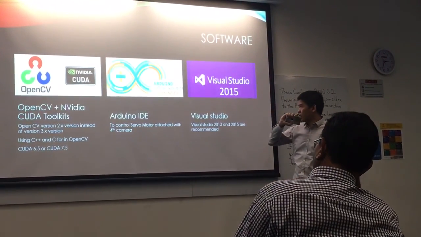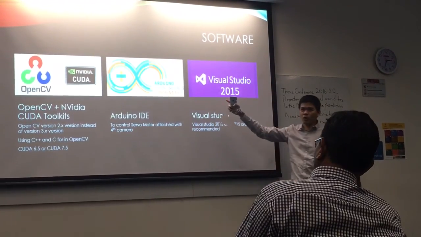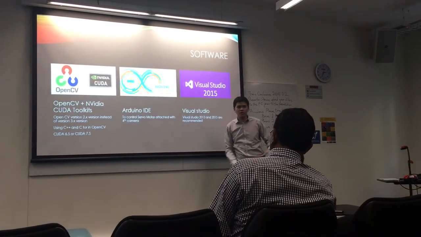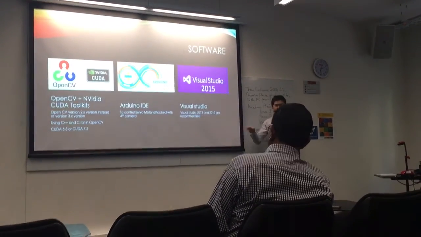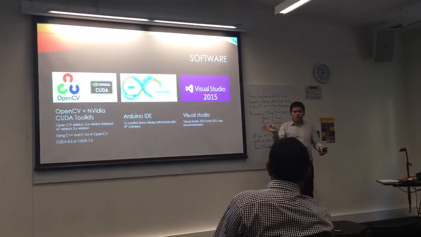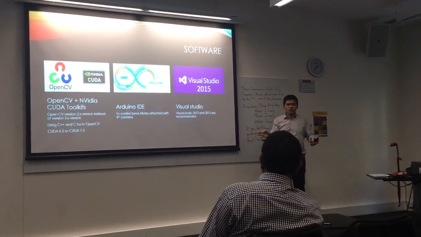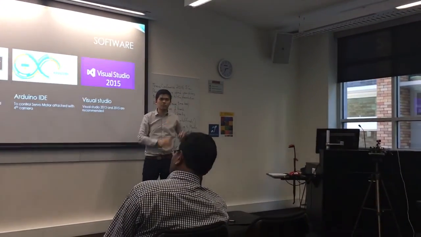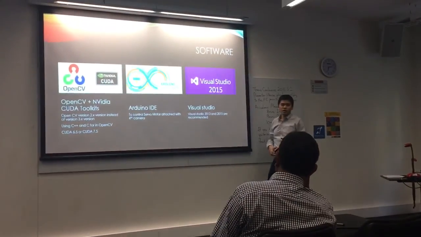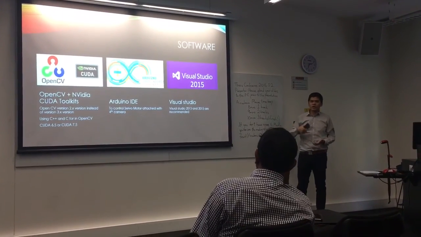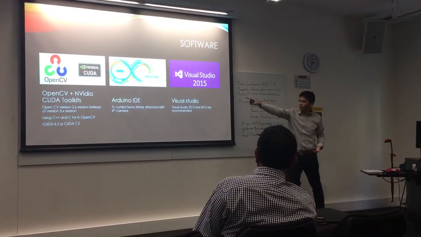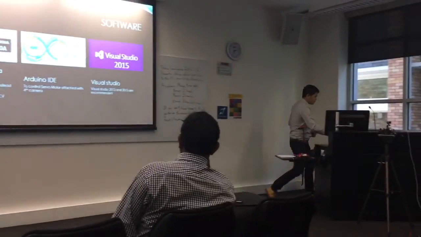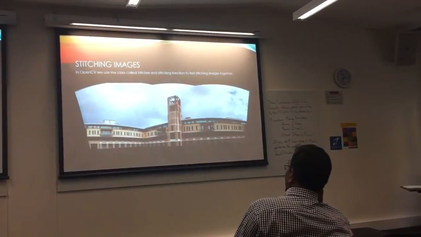The next thing I use is an Arduino board. I use it to control the servo motor that turns the fourth camera. What is the fourth camera doing? It is tracking the object. It can rotate to follow the object and keep recording. And I use Visual Studio to help build the OpenCV library with NVIDIA and the whole software for this project. Next we move to stitching images.